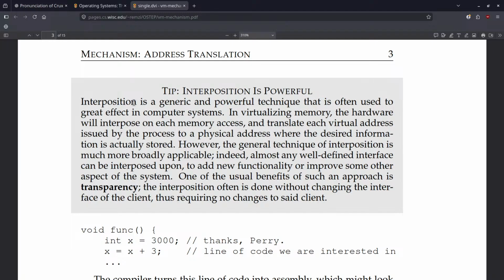to add new functionality or improve some other aspects of the system. One of the usual benefits of such an approach is transparency. The interposition often is done without changing the interface of the client, thus requiring no change to the client. Does this say that interposition is just like having a middleman?